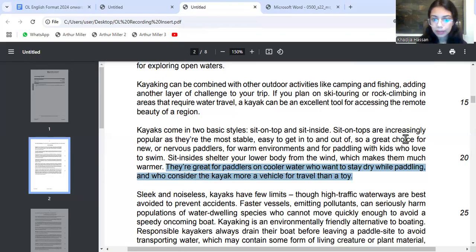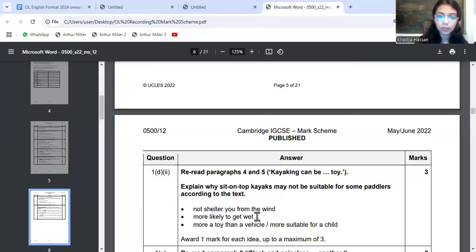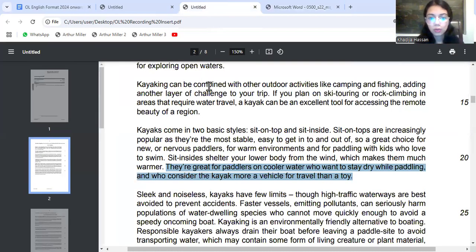But the third pointer was to be that they're only suitable for kids or those who consider it a toy. Right? It's more a toy than a vehicle. More suitable for a child. Right, so more serious paddlers would then want to shift to sit inside kayaks.